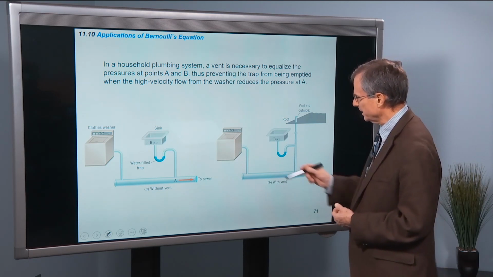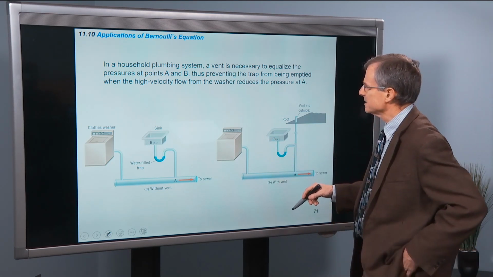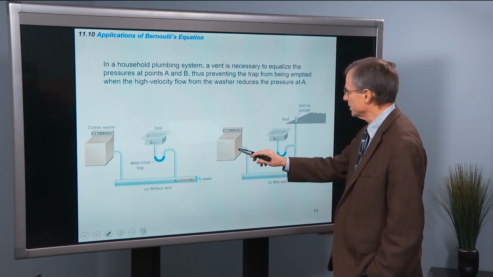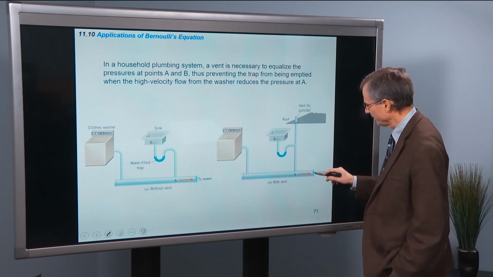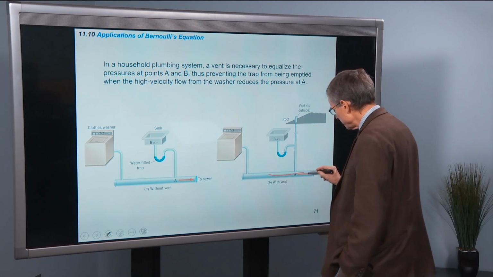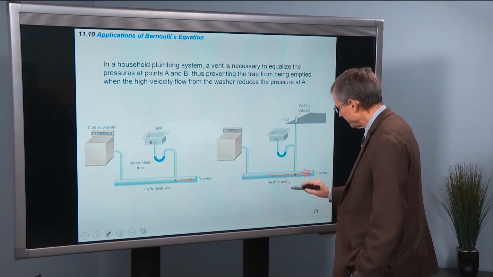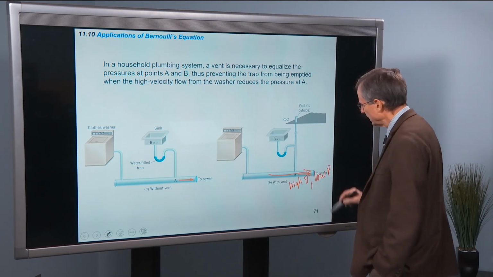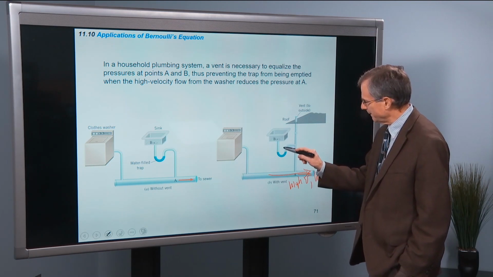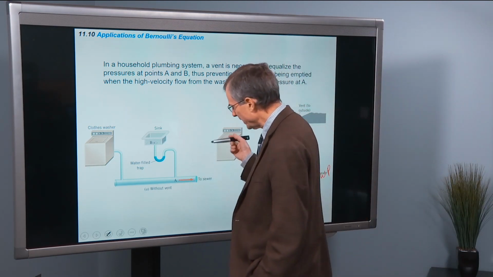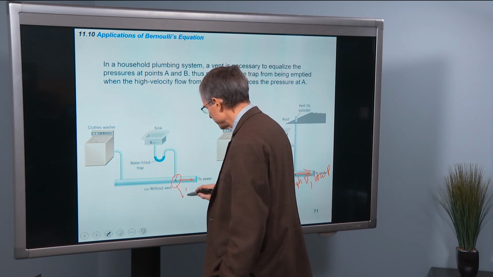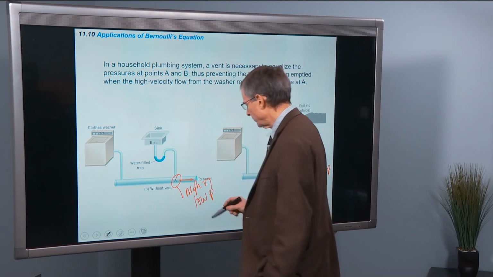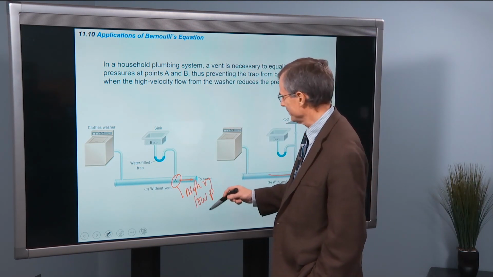If there's another appliance like a dishwasher nearby, what happens is that if the washing machine or the dishwasher or whatever has a high velocity flow through this point, high velocity and low pressure. Well, actually, let's look at it over here. Without a vent, you get a high velocity and a low pressure. I don't think you can read that, but that says high velocity, low pressure.